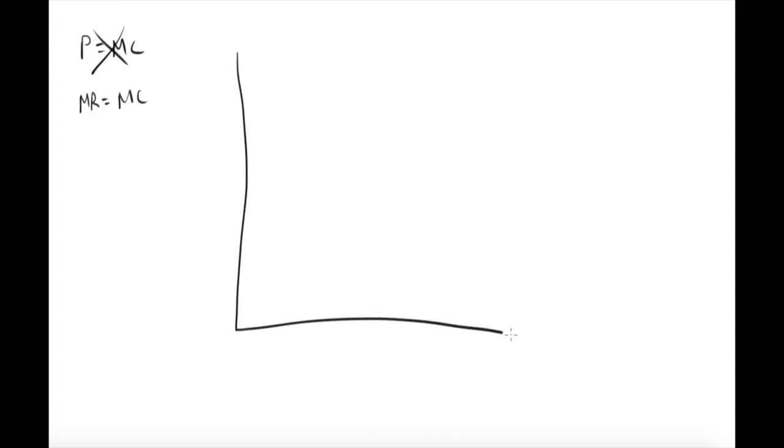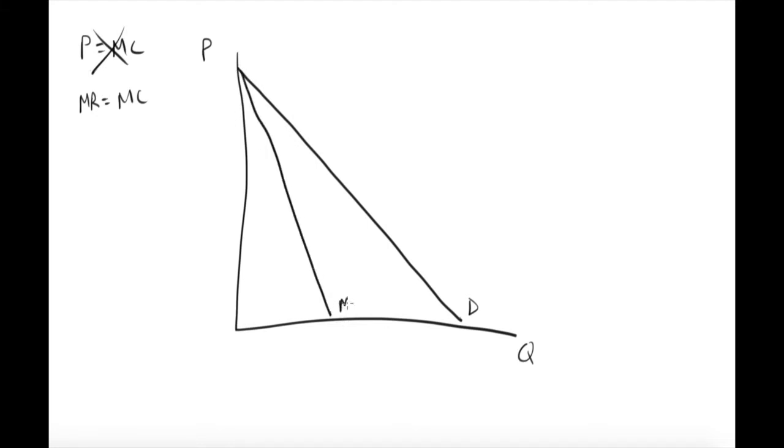And so if we think about our typical supply and demand curves, we have price and quantity axes, and we're going to have a downward sloping demand curve as well as a marginal revenue curve that is twice the slope of the demand curve. And we may also have an upward sloping marginal cost curve.